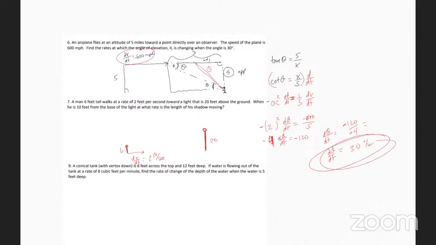So 6 feet tall, walks toward a light that is 20 feet above the ground. When he is 10 feet from the base of the light, at what rate is the length of his shadow moving? 2 feet per second toward a light. So his shadow is cast this way. That's his shadow right there. I'll make it black like a shadow. That's his shadow because the light is coming from here, right? And it's casting a shadow on the ground behind him, but he's walking toward the light.